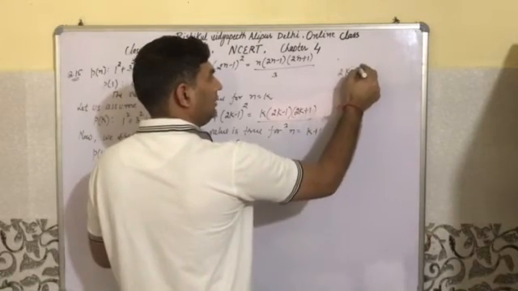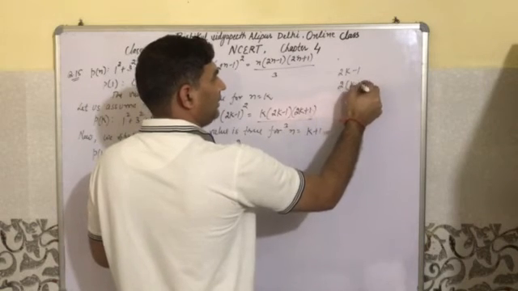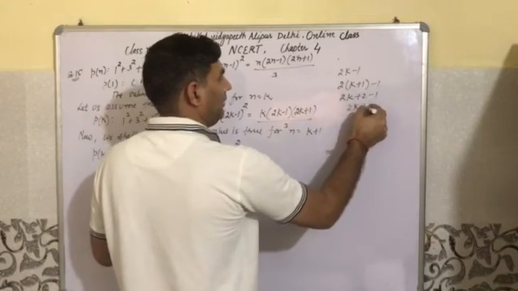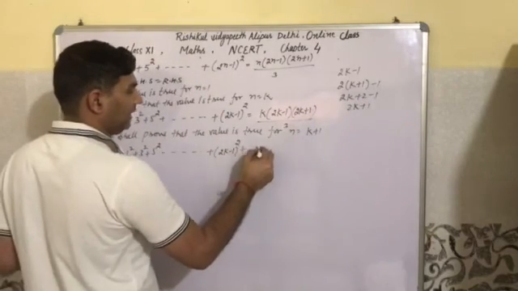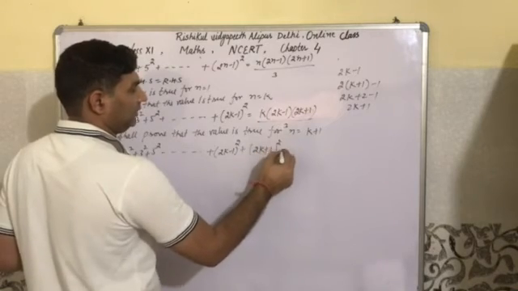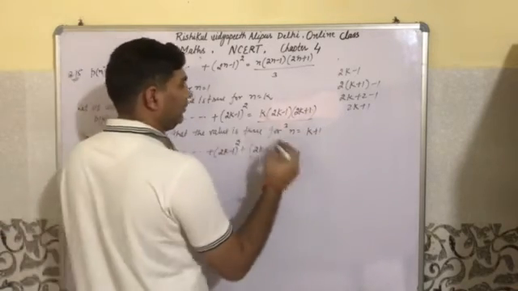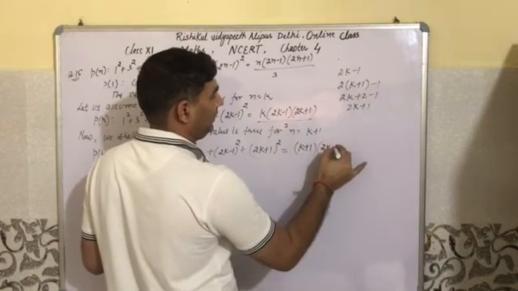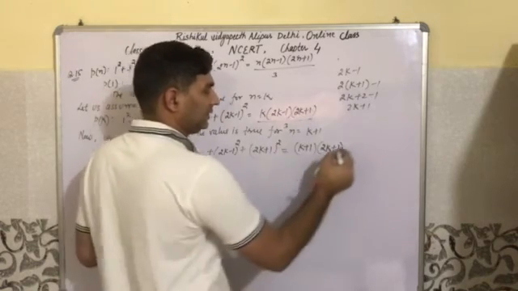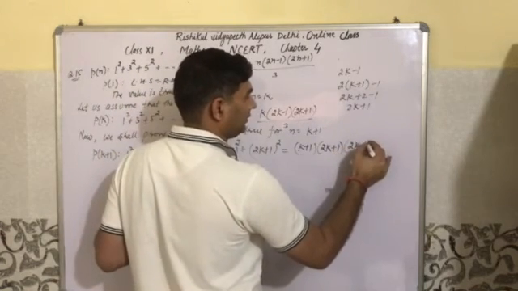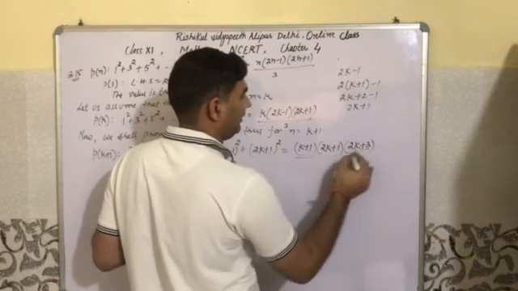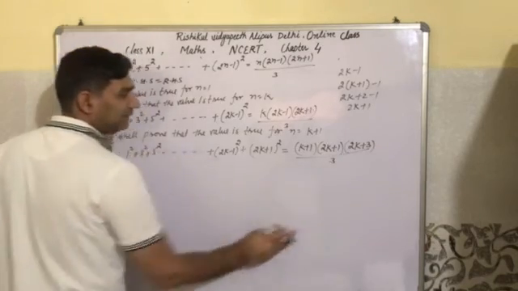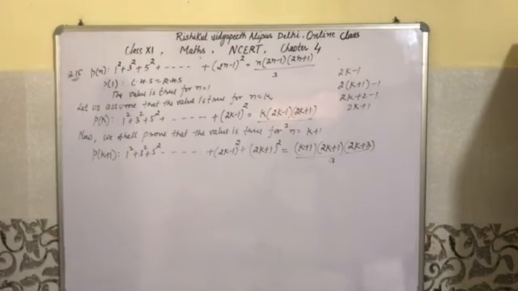This 2k minus 1, then put k plus 1 minus 1, then 2k plus 2 minus 1, then 2k plus 1, and the next term is 2k plus 1 whole square, and it is equal to k plus 1, and same thing this value is 2k plus 1, and this value is 2k plus 3, divided by 3. Now we prove that the left hand side is equal to the right hand side.